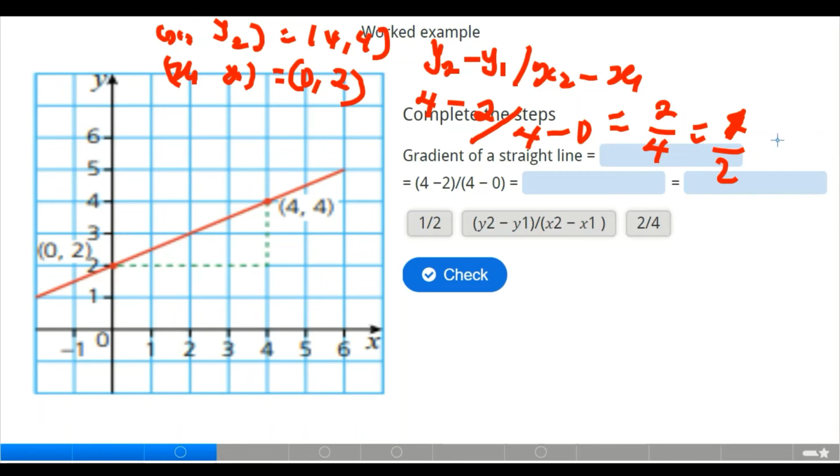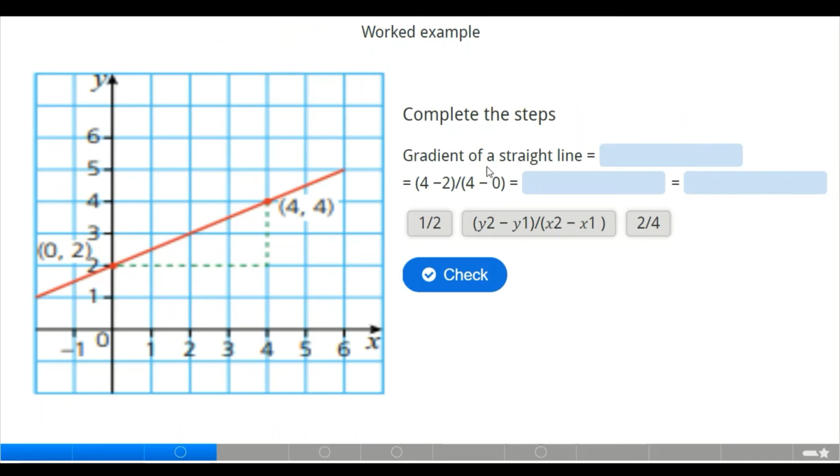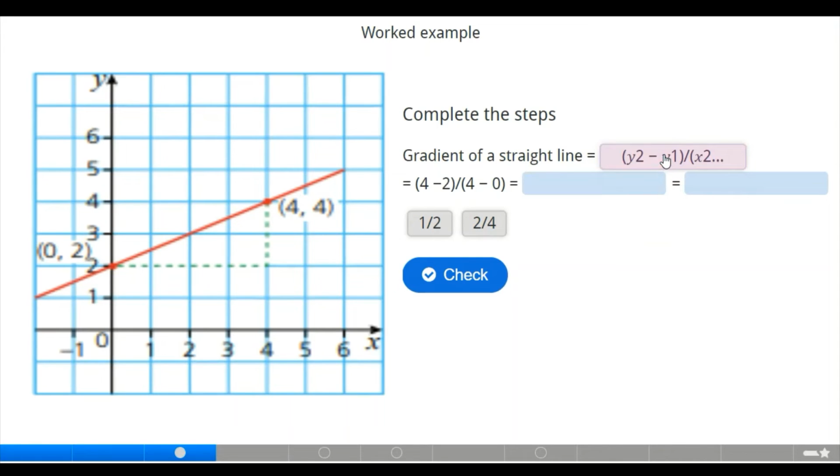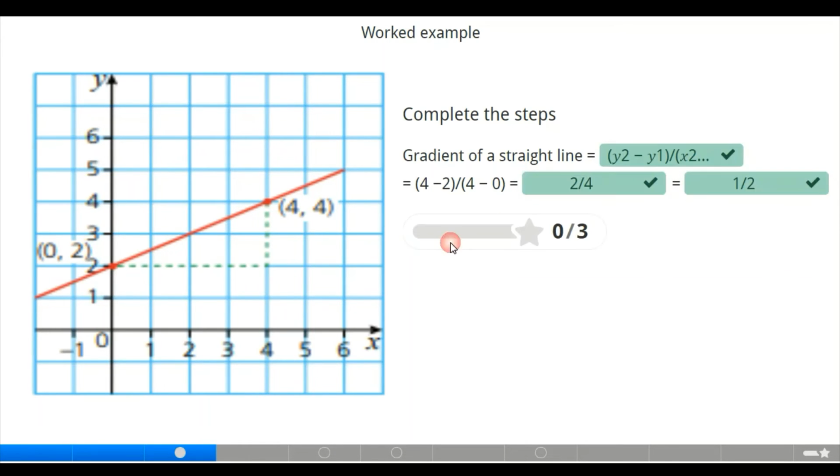And that will lead us to how you can actually drag the right answers to the boxes. So for the gradient of a straight line, the formula is Y2 minus Y1 divided by X2 minus X1. We have said that our Y2 is 4, Y1 is 2, X2 is 4, and X1 is 0. So 4 minus 2 will give us 2, and 4 minus 0 will give us 4. How many times can 2 go into 4? 2 times. So let's check the arrangement.